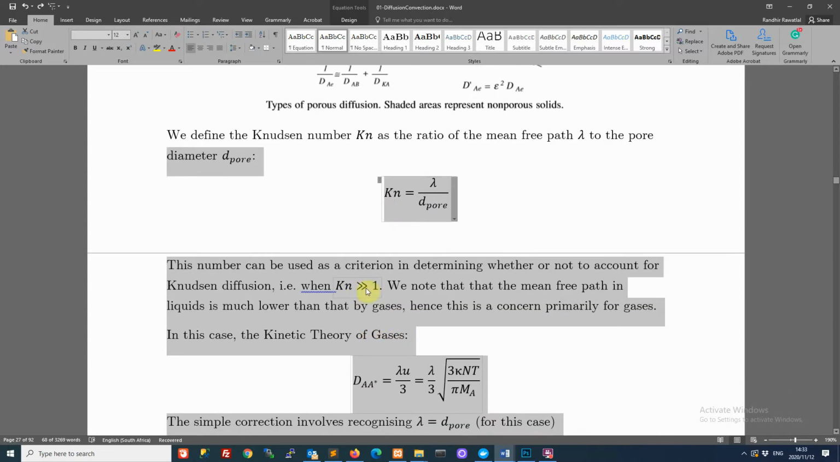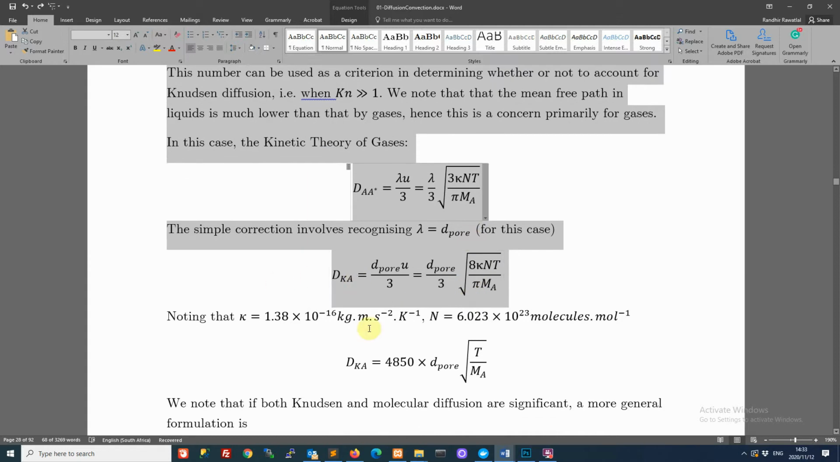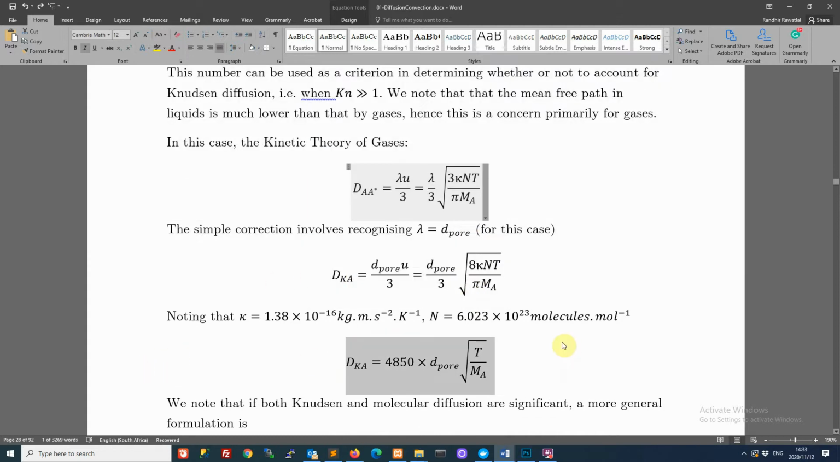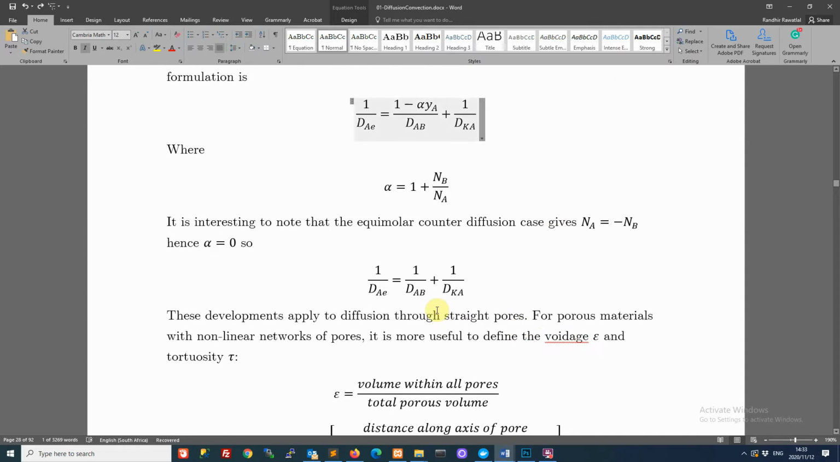And then for Knudsen values much more than 1, we can say, well, that means my molecules are quite free to move around, and I'm not going to bother with estimating Knudsen. But if it's less than or equal to 1, then we have to estimate the Knudsen diffusivity, and then we can translate that into our effective diffusivity.